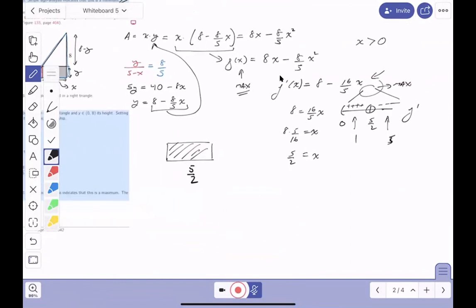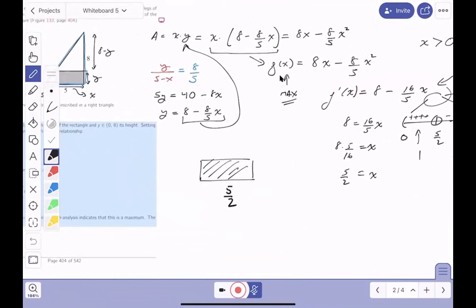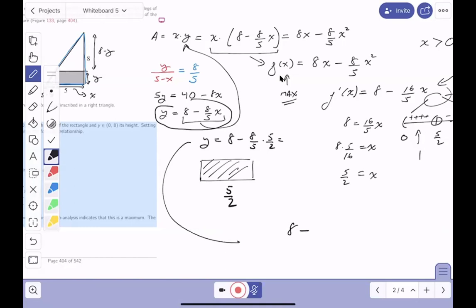And what's the y? Well, I've got to look at it. And the y is over here, right? And let's put that down for you. So the y would equal 8 minus 8/5 times 5/2. Well, I've got to do that arithmetic. And let me write that down for you. 8 minus, I'm doing it over here now. 8 minus, let's see, that would be 2 goes into 8 4 times, 20/5.